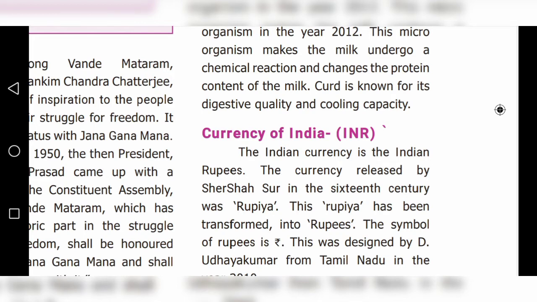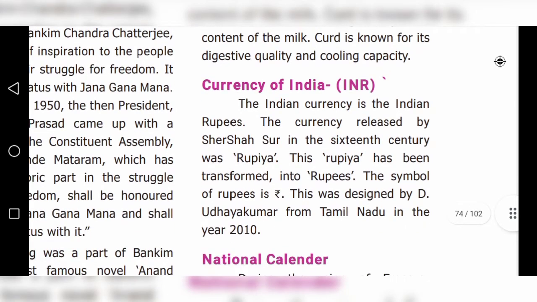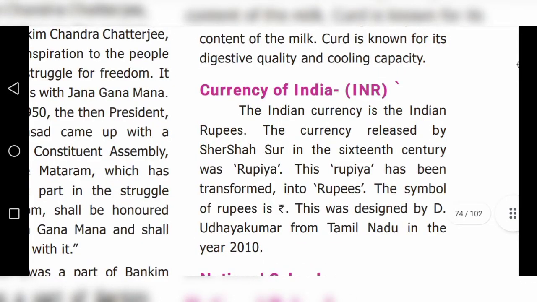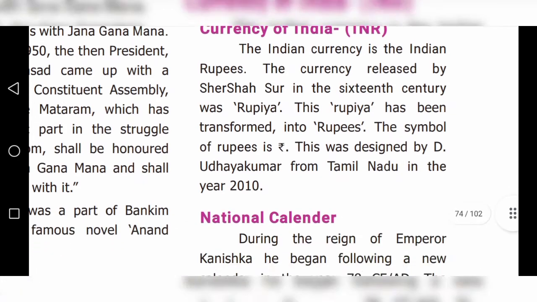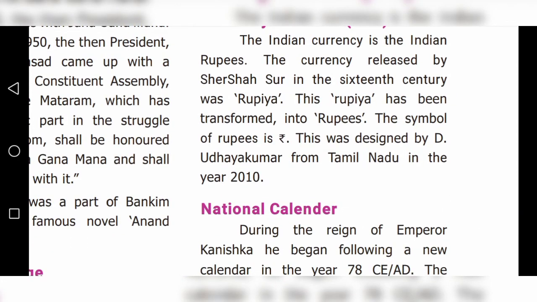Okay, rupees. The symbol of rupees is this. The symbol of rupees is this symbol, children. This was designed by D. Udayakumar from Tamil Nadu in the year 2010. Now, presently we are using this rupee symbol, no? This symbol was designed by D. Udayakumar from Tamil Nadu in the year 2010.